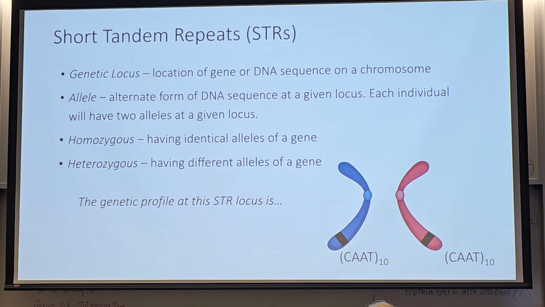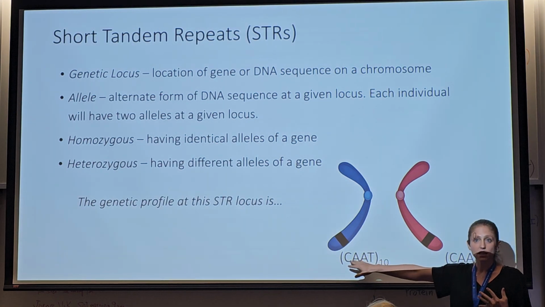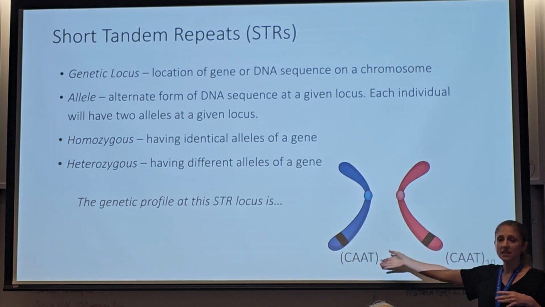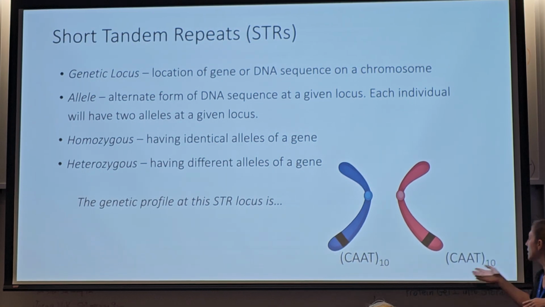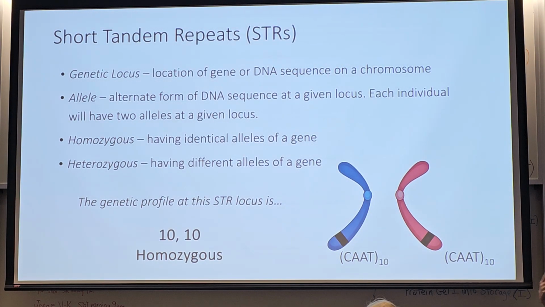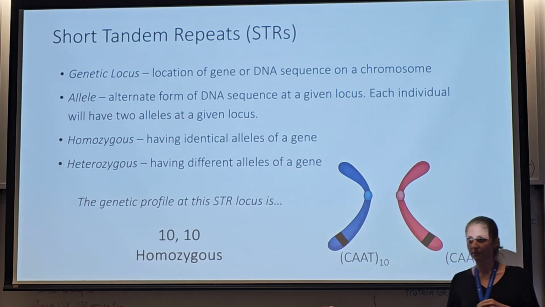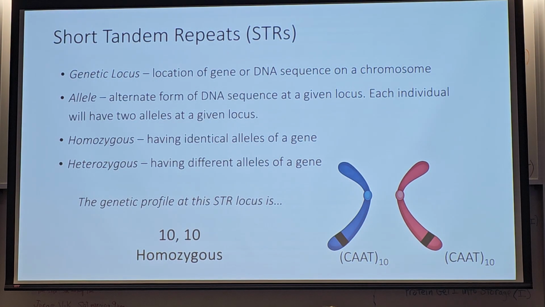If we look at another one, we still have a tetranucleotide. This time, this is the particular sequence to it. You've inherited 10 repeats from dad and 10 repeats from mom. And so in this instance, this individual is homozygous 10-10 at this particular short tandem repeat. Does that make sense so far?